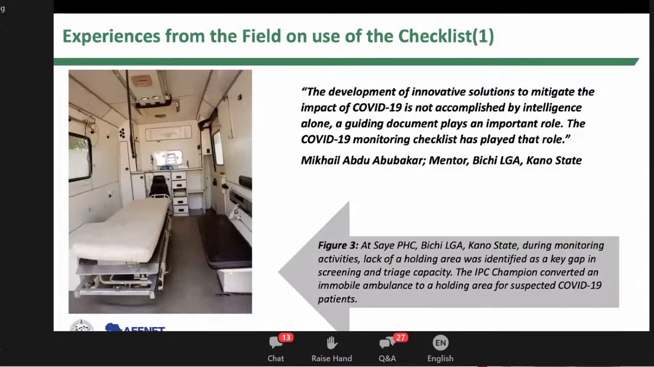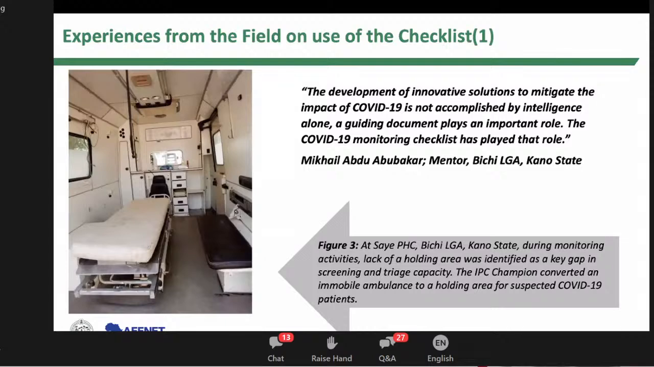Now, regarding experiences from the field on the use of these checklists, the development of innovative solutions to mitigate the impact of COVID-19 is not accomplished by intelligence alone. A guiding document plays an important role. The COVID-19 monitoring checklist has significantly played that role. And this is from one of the mentors in one of the LGAs in Kano State.